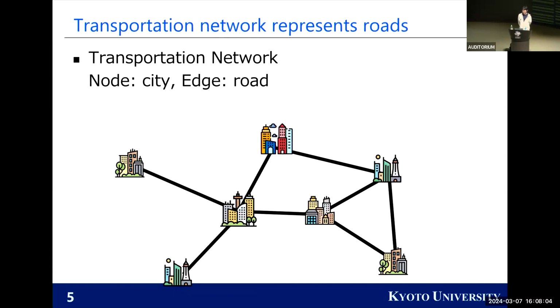And the next example is transportation network, where a node is a city and an edge is a road. And this figure shows a connection between 7 cities. And we can also imagine another kind of transportation network where a node is a station and the edge is a railway, and so on. Or we can construct a transportation network by combining such networks where a node is cities and stations and shows the geographical connections between cities and stations and so on.